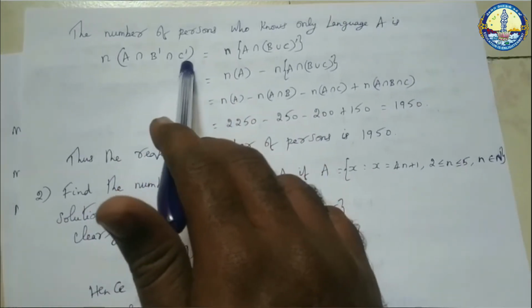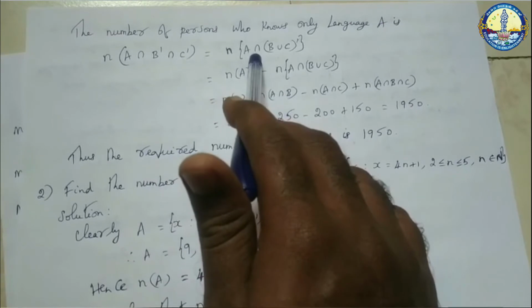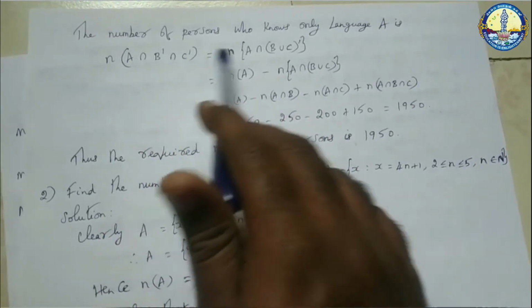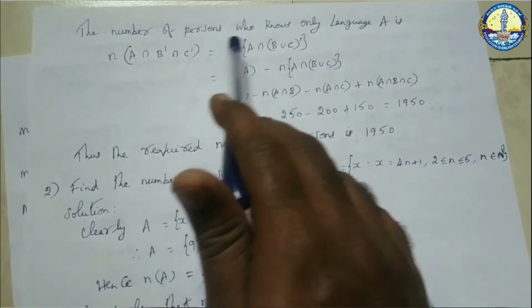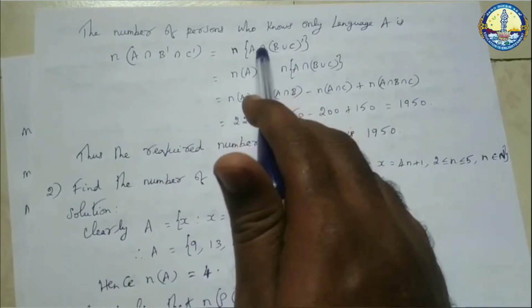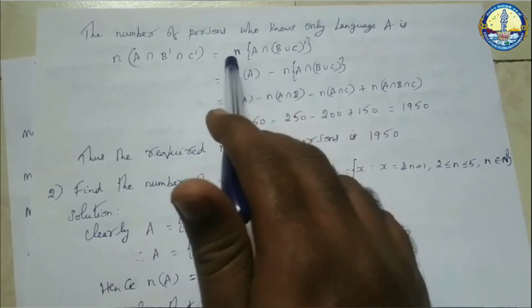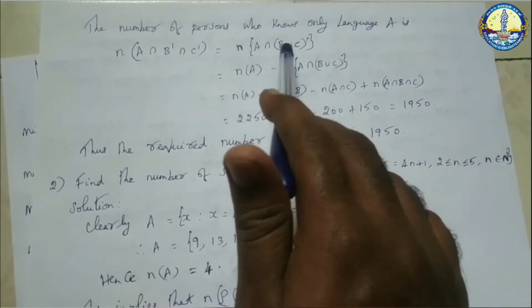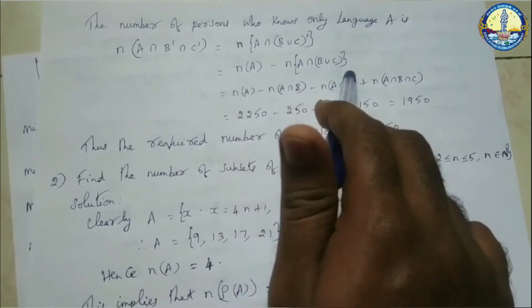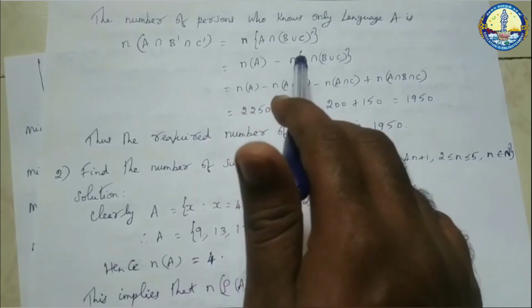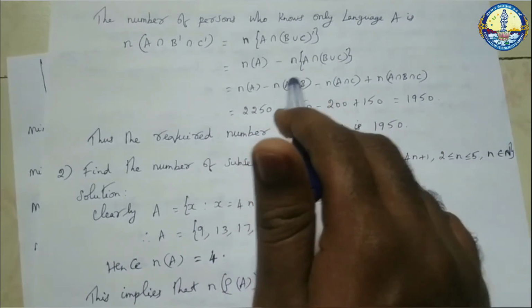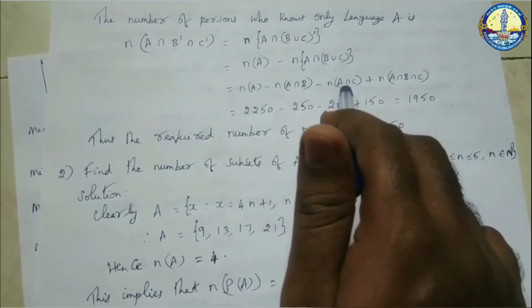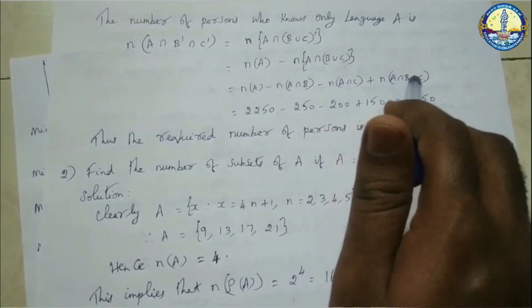So by using the property, this can be written as n of A intersection B union C the whole complement. That is, B complement intersection C complement can be written as B union C the whole complement. So again, by property, n of A minus n of A intersection B union C, by formula. n of A right as it is, and n of A intersection B union C equals n of A intersection B plus n of A intersection C minus n of A intersection B intersection C.